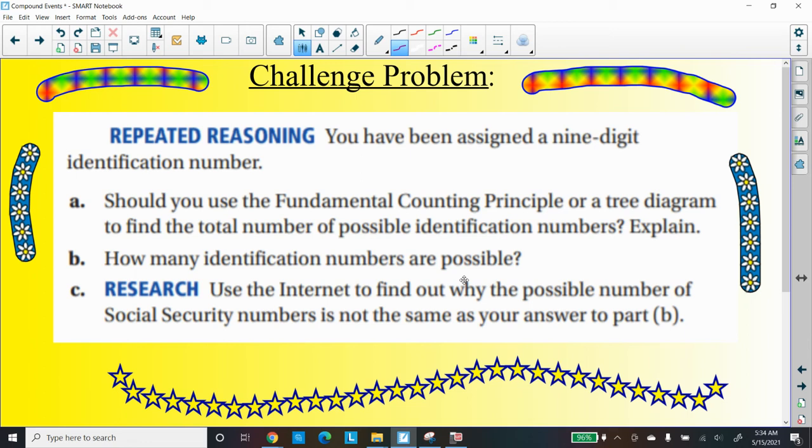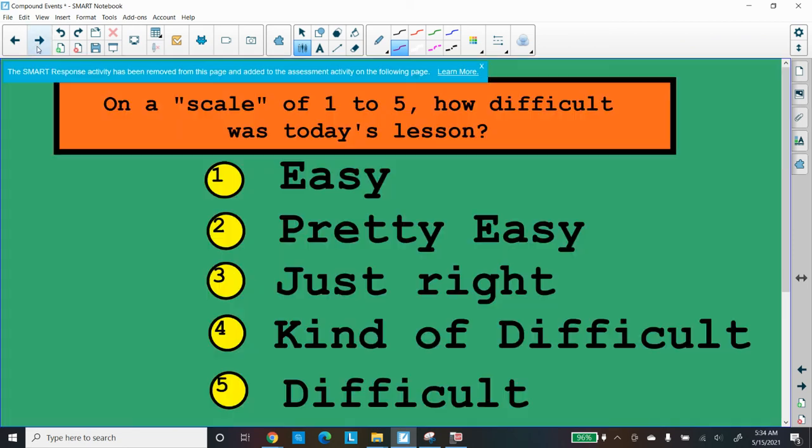We can do that. Look at Josiah's problem. See how many he had possible. Research. Oh, we got to do research. Use the internet to find out why the possible number of Social Security numbers is not the same as your answer in Part B. So I wonder, what'd you get for Part B? And why is it not the same? That's interesting. So that's the challenge. Hope you meet it. So I hope this lesson was easy for you.